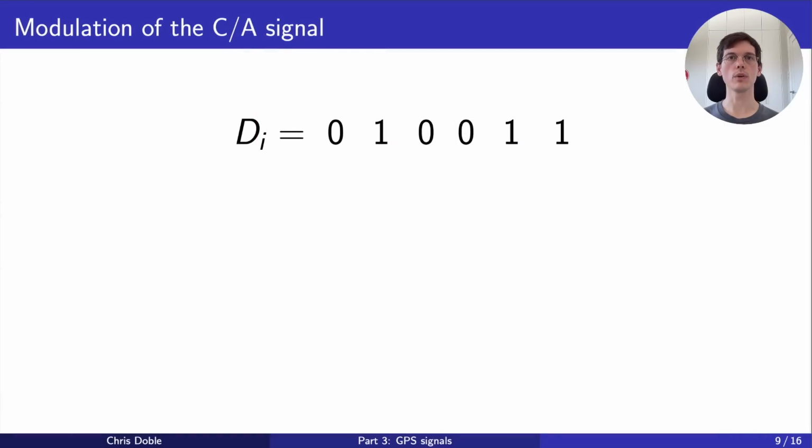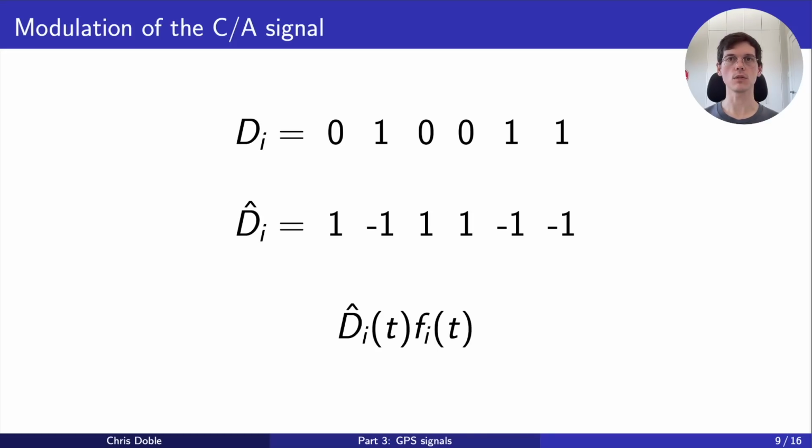Here are some bits that we might want to transmit. Zeros don't change the amplitude of the carrier wave, so that's like multiplying it by 1. And 1s negate the amplitude of the carrier wave, so that's like multiplying it by -1. Let's denote this mapped sequence of numbers d hat i to distinguish it from the original bits. Using this, we can express the process of BPSK modulation as simple multiplication.